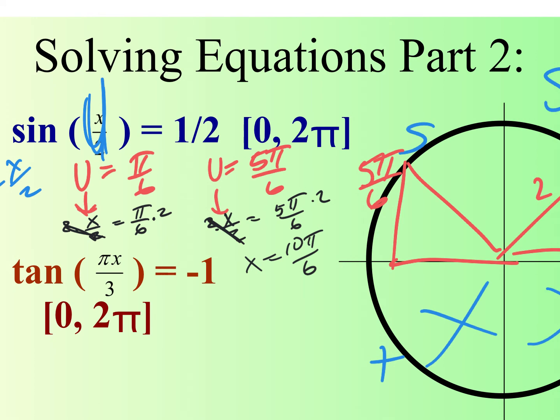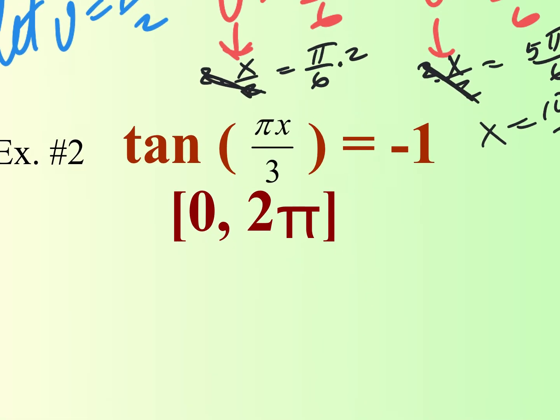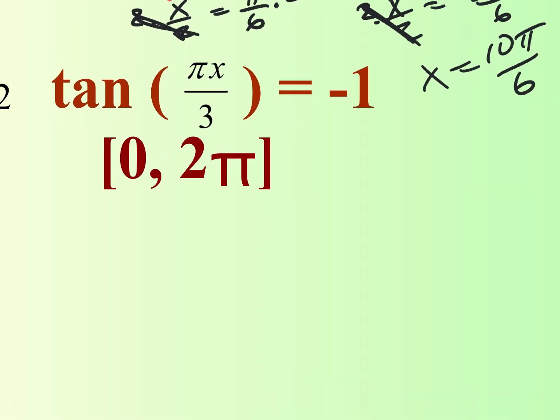Okay. Let's try one with tangent then. Why is it saying between 0 and 2 pi? Helena, why is it saying that? Yep. No negatives, exactly. Okay. Myung Hai, get me started here. What do I do? Take pi x over 3 and then change it to u. Put that equal to u. So this is really tangent of u is equal to -1.